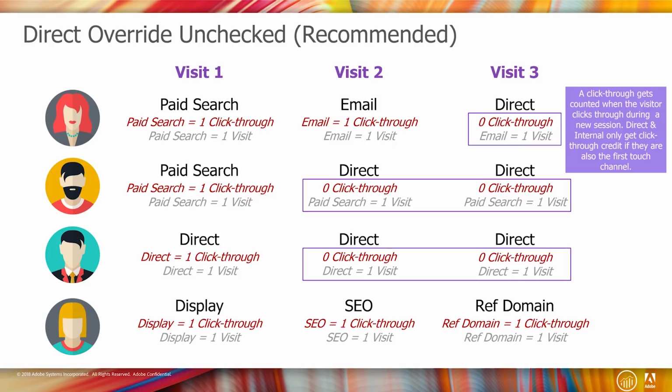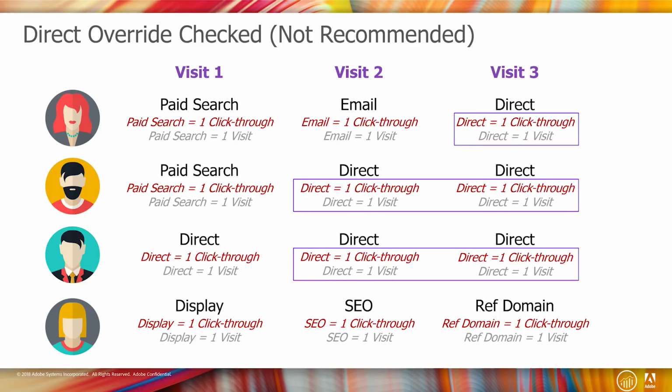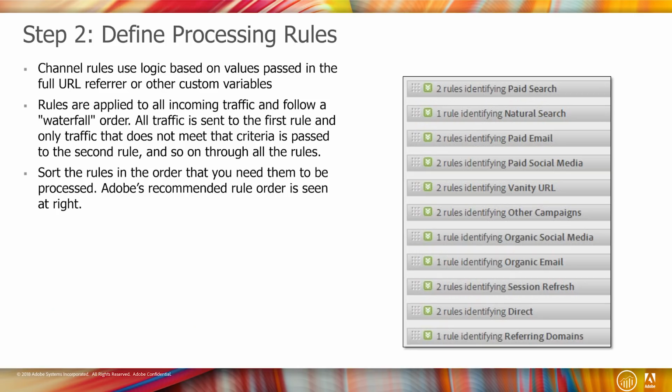Now take a look at how those 3 items in purple actually change when I switch from direct override unchecked to direct override checked. See how all 3 of them now have a click-through associated with each of those different direct visits, which means that has overridden the previously driven marketing channel. It's a really important concept, and we want to give you the flexibility to make the decision on your own who should be getting that attribution when it comes to setting the values of marketing channels.